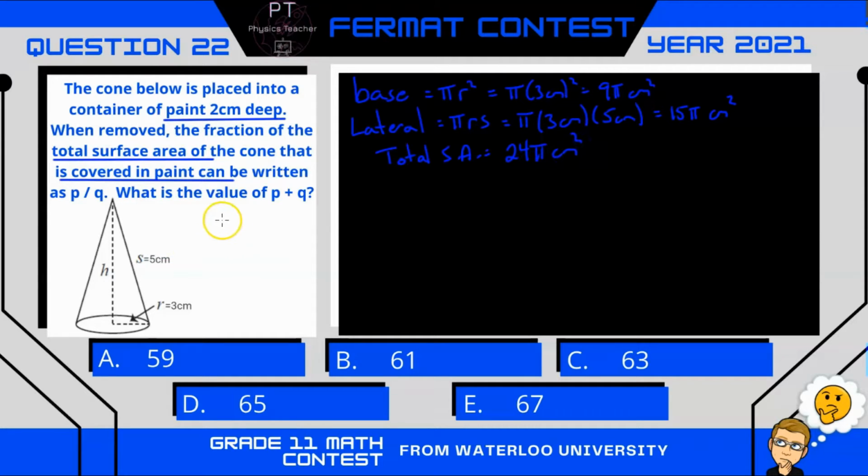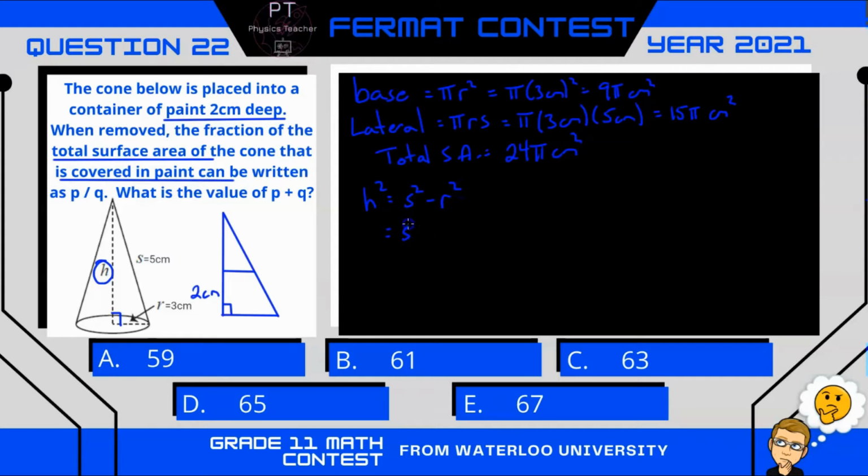Now when we put it inside paint, which is 2 centimeters deep, we cover the bottom 2 centimeters. Should be about this much. So the question is how much of the top is left uncovered. So first we need to solve for h. And because this is a right angle triangle, we can solve for h with the Pythagorean theorem, where h squared equals s squared minus r squared.